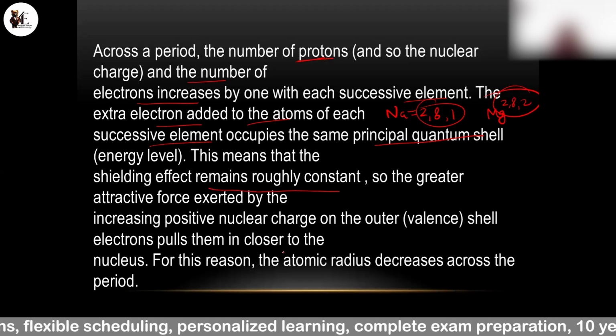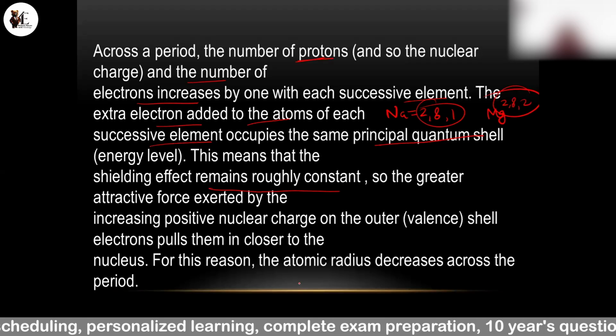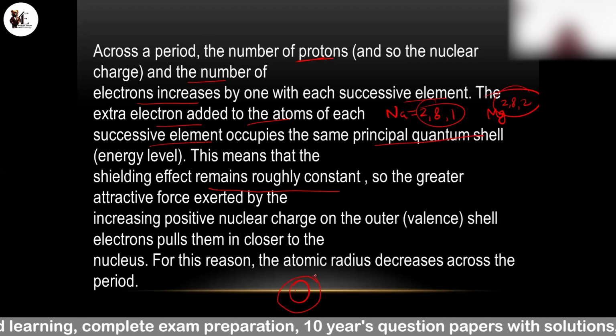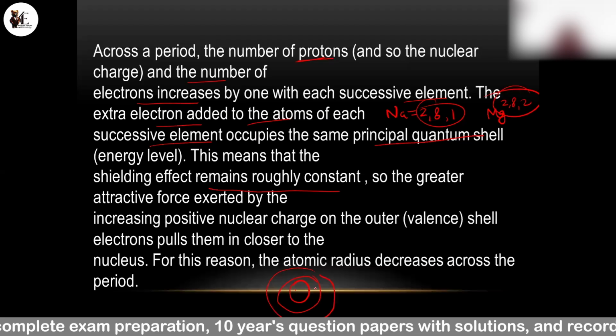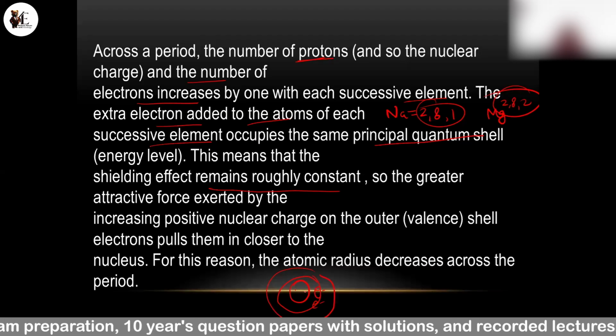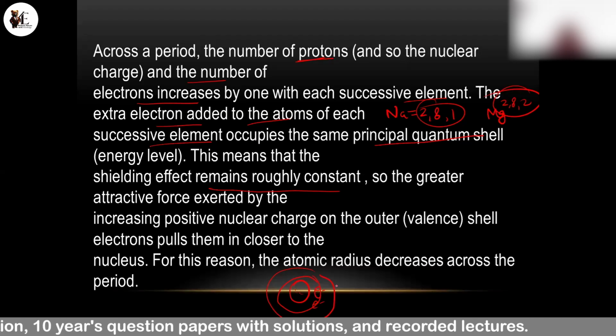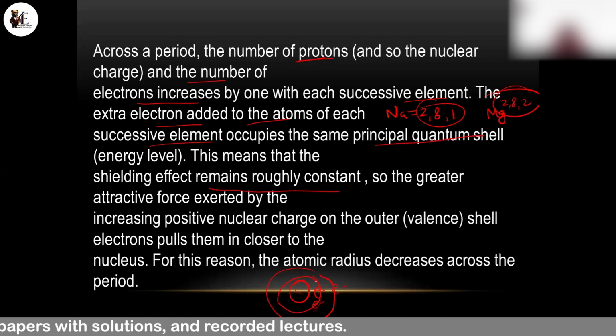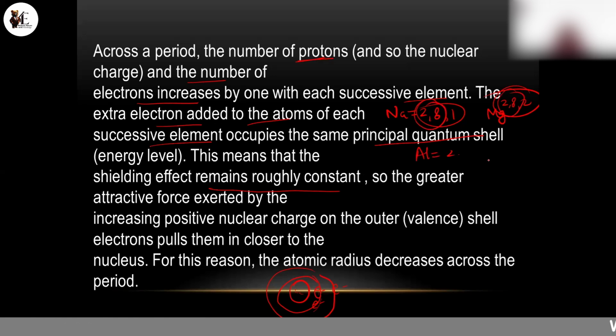What is the shielding effect? If your nucleus is present here and electrons are present in the shells, the inner electrons shield the outer electrons. The shielding effect remains constant because the number of inner electrons is the same: 2,8 here, 2,8 here, and for the next element also 2,8.